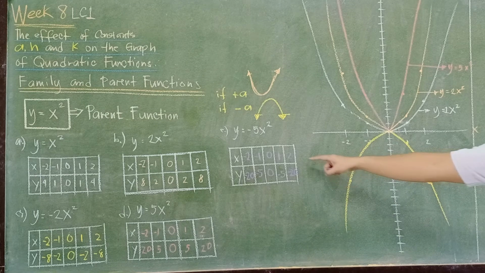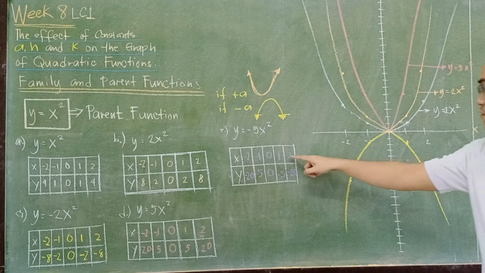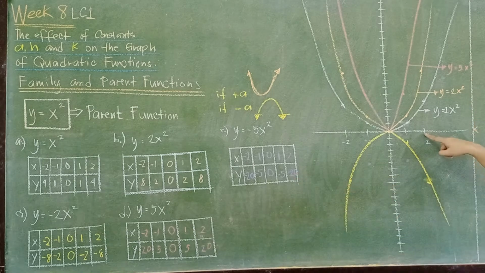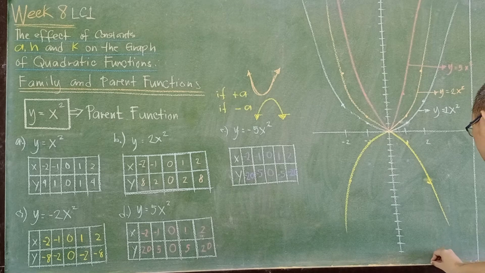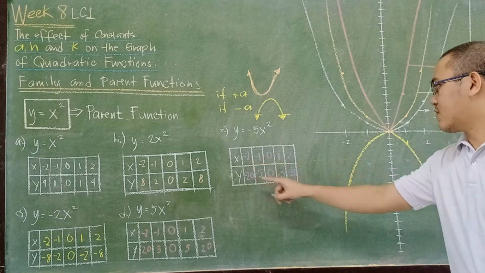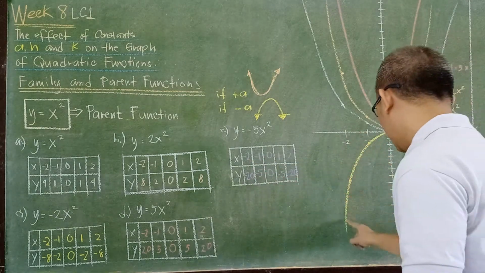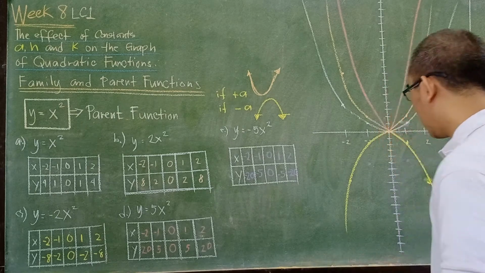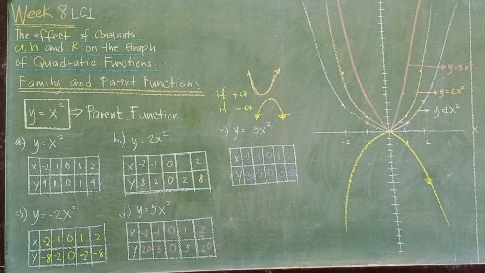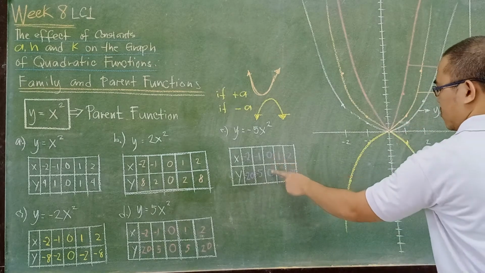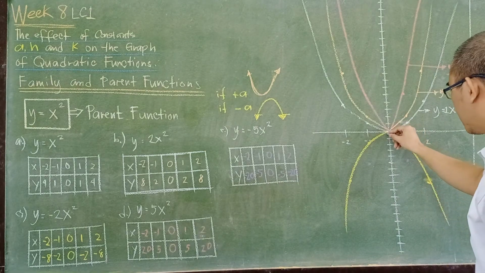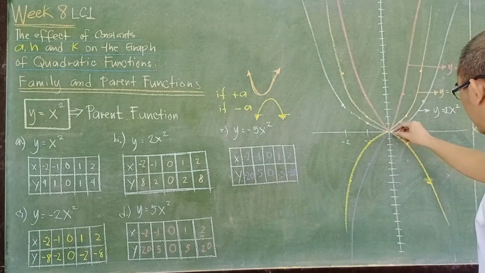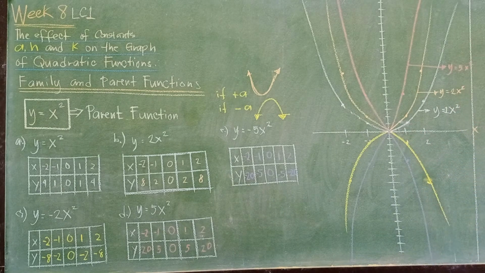Next is 2, negative 20. So this is positive 2, tapos negative 20, so 2 tapos 20 pababa. Probably nandoon sa pinakababa. Tapos negative 2, negative 20. So this is negative 2 and then negative 20. Again, probably nandoon sa pinakababa. So i-connect natin yung mga dots. Yung vertex natin, yung 0, 0 is nandito sa origin. So ganyan.